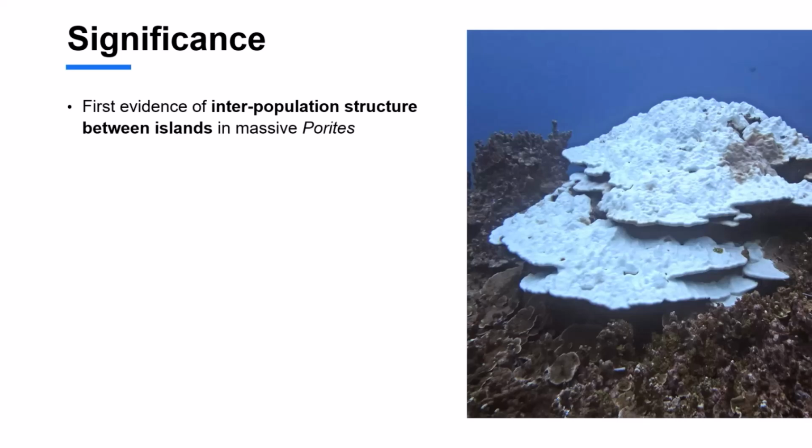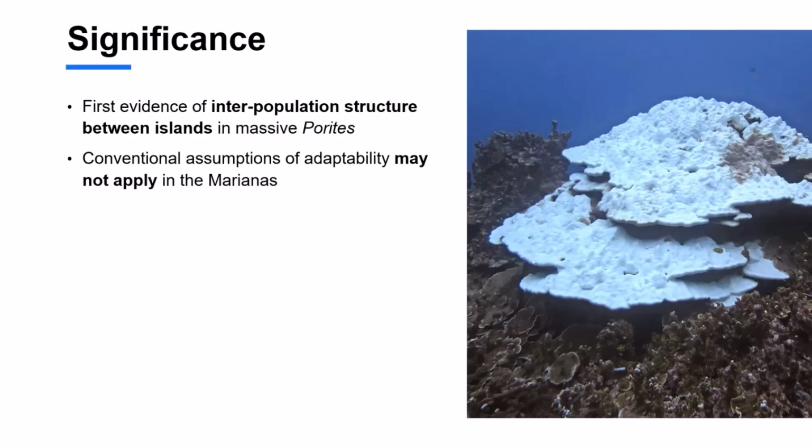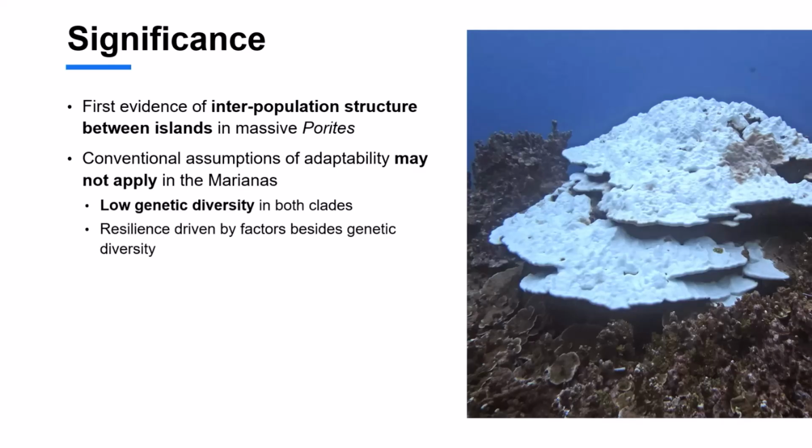Turning finally to the significance of this study. My results provide the first evidence of interpopulation structure between islands in massive Porites. So we knew a little bit about what structure looked like on Guam, and it was uncertain whether or not that would extend to the archipelago. And indeed it does. We see significant structure between these islands. Additionally, the conventional assumptions about adaptability in this group may not apply to the Mariana group. And that's because of the low genetic diversity that I observed in both of these clades. So, if these animals are resilient, especially compared to other species on the reef, that has to be driven by factors besides their genetic diversity.